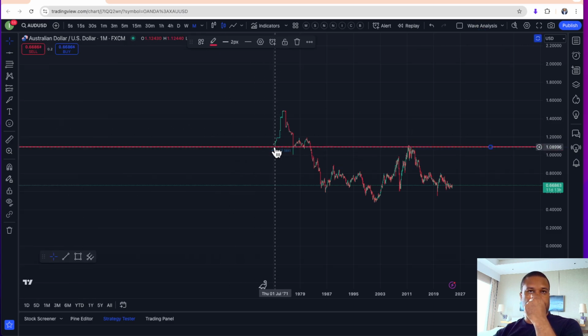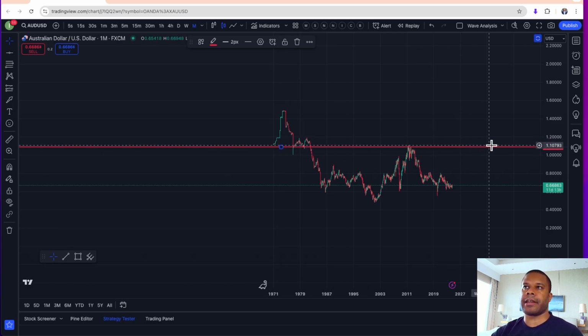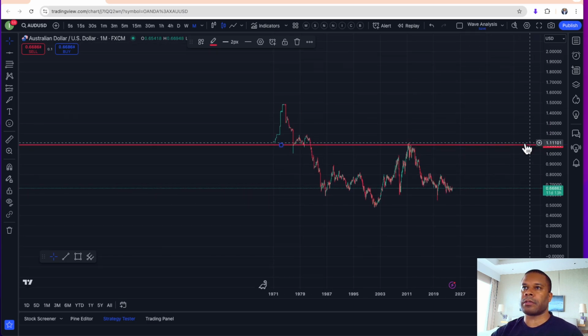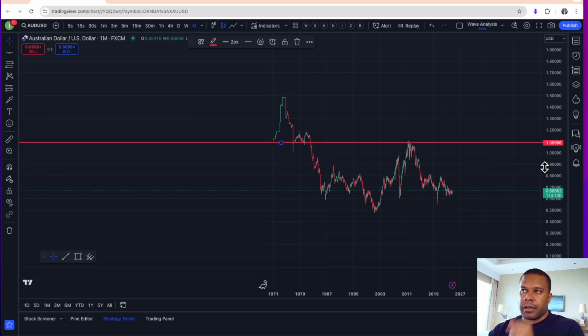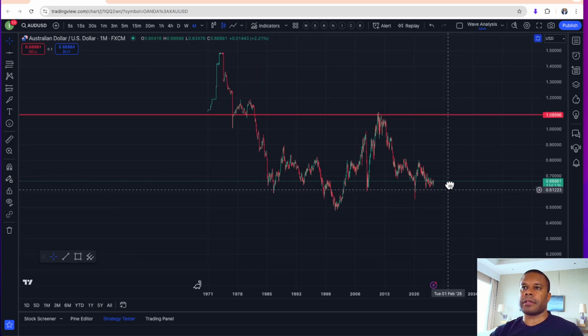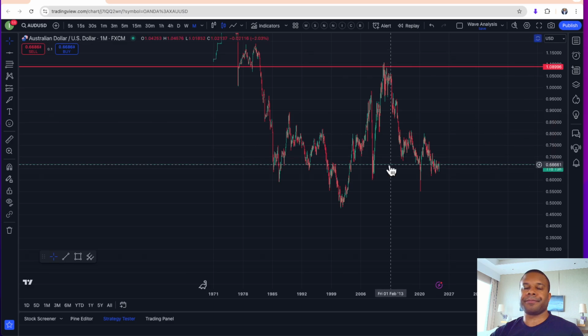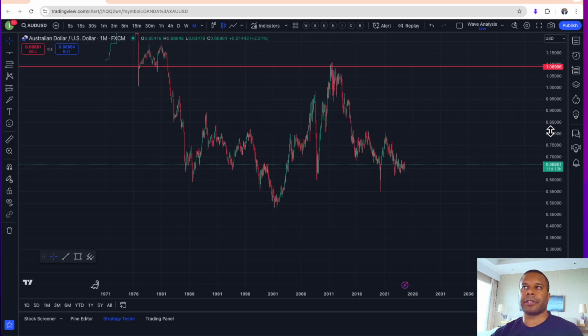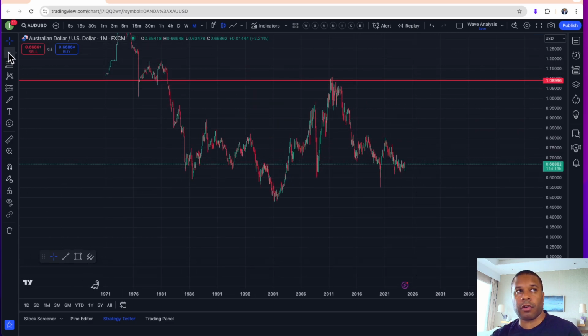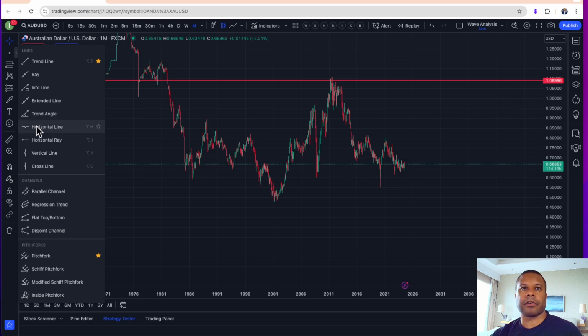Now, if you're somebody who's just trying to get in and out of the market quick, then you might not need to do this. However, this is a good way to see where the market is currently, and you can set up alerts and stuff. So let's focus more on where the market is currently.